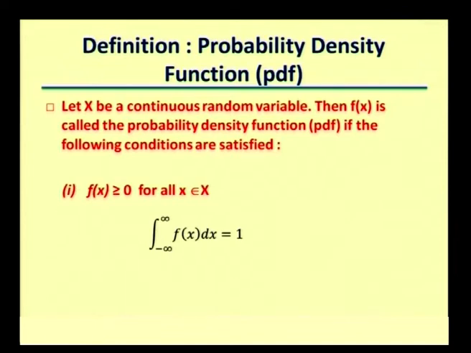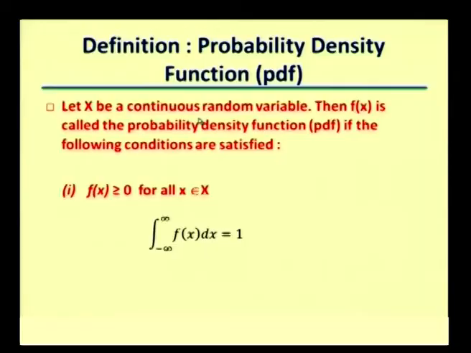Next definition, probability density function. Let x be a continuous random variable. We have defined probability mass function for discrete random variable, and now we are going to define the probability function for continuous random variable. As I already told you, a continuous random variable is the random variable which takes all the possible values in an interval. So let x be a continuous random variable, meaning it takes all the values in an interval. Then f of x is called probability density function, PDF, if the following conditions are satisfied.